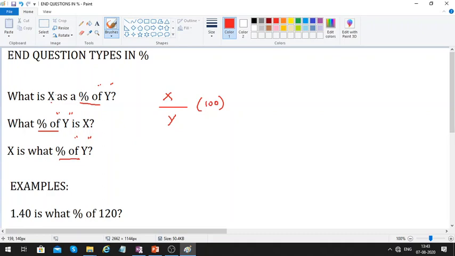Now this x and y can be given in terms of any other words as well. Say, for example, what is company A's revenue as a percentage of company B's revenue? In that kind of situation, you have to immediately know company A divided by company B into 100 is going to be the answer. So if you know the setups immediately, you can start solving the questions without giving any time for thinking.